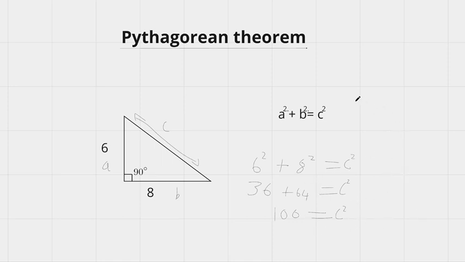So to find the simplified version of the hypotenuse, c squared, we need to square root 100. So the square root of 100 is 10, because 10 times 10 is 100. So the hypotenuse c equals 10.